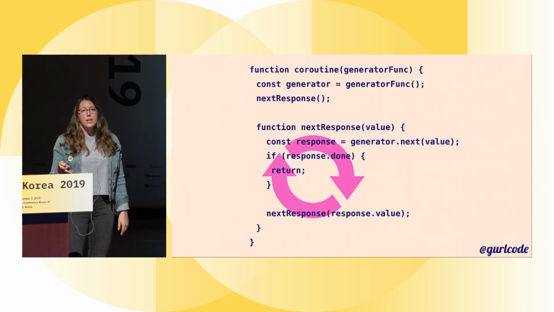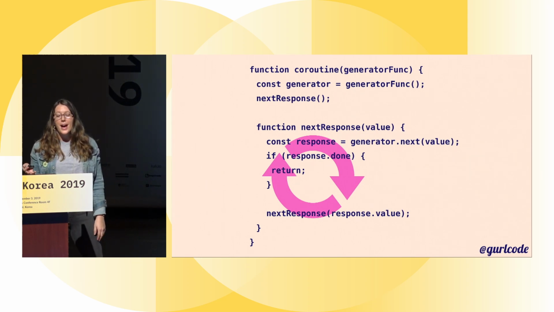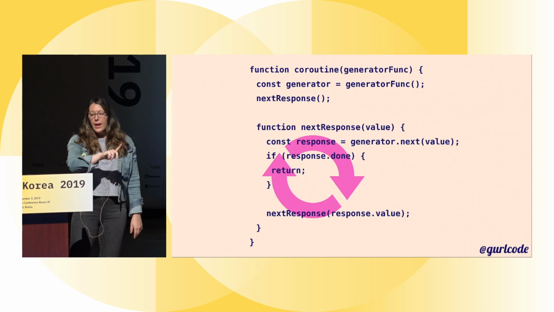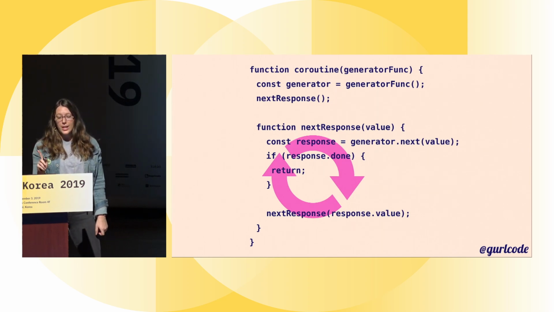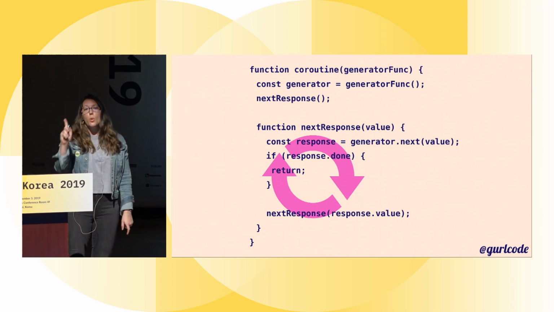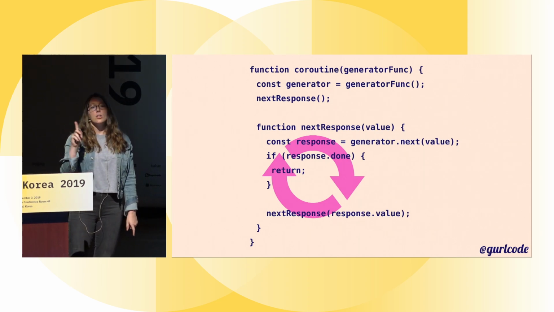So the coroutine is the cooperative partner to the generator. The coroutine function passes control to the generator, and when the generator pauses, control goes back to the coroutine. These two functions cooperatively pass control until completion.